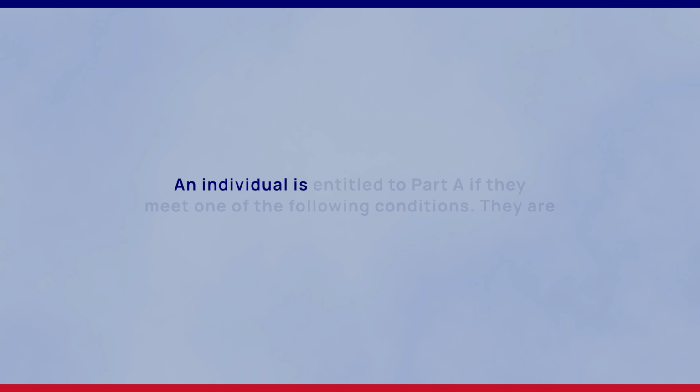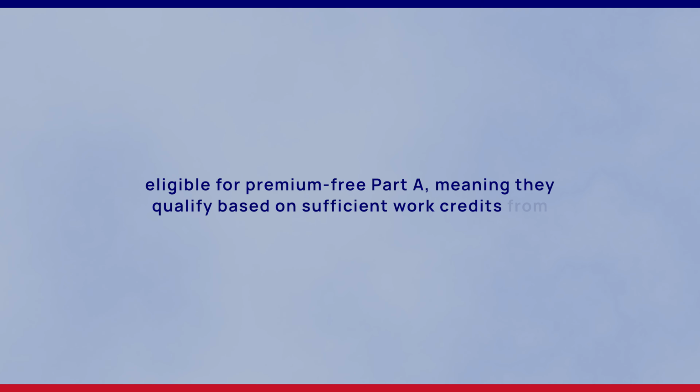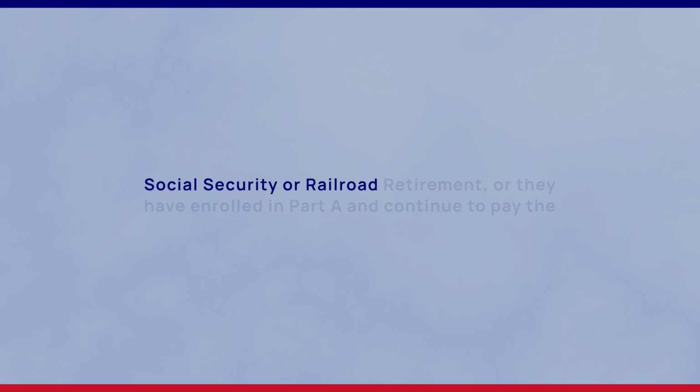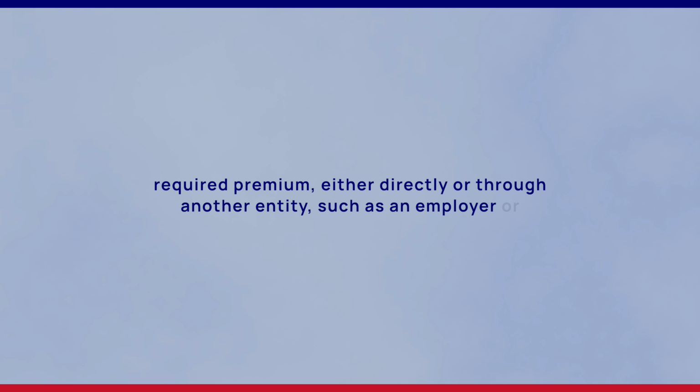An individual is entitled to Part A if they meet one of the following conditions. They are eligible for premium-free Part A, meaning they qualify based on sufficient work credits from Social Security or Railroad Retirement, or they have enrolled in Part A and continue to pay the required premium, either directly or through another entity, such as an employer or government program, that covers the premium on their behalf.